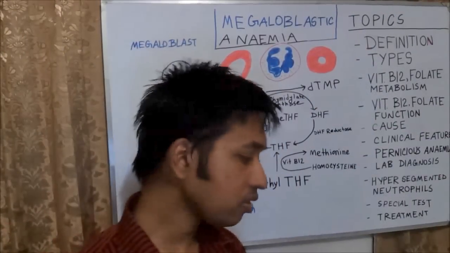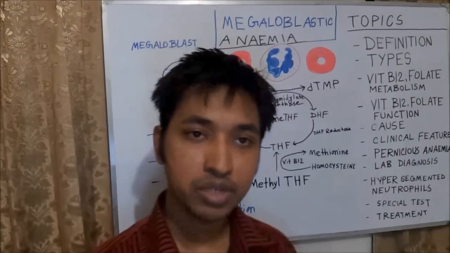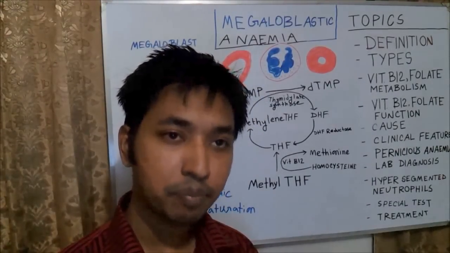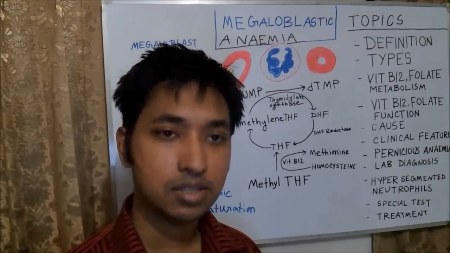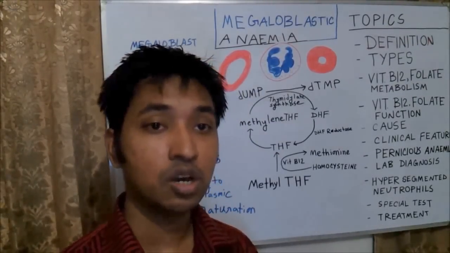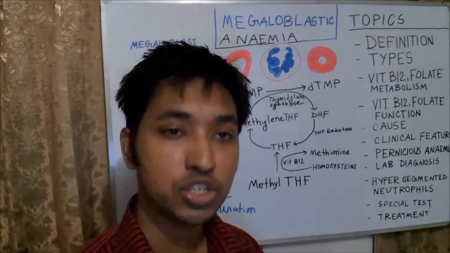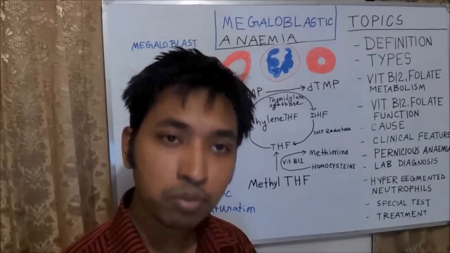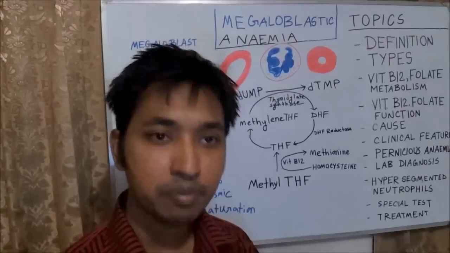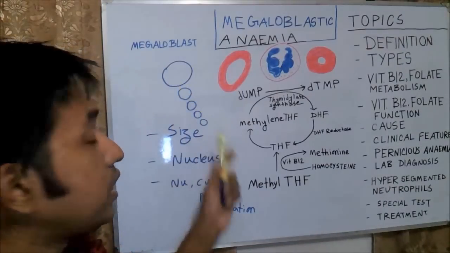Okay. So when we are having deficiency of vitamin B12 or deficiency of folate, we are having impaired DNA synthesis. And as we know, DNA synthesis is important for a cell to divide and to proceed with its maturation. So when we are having problem in DNA synthesis, the ultimate result will be impaired cell division. And in other words, the cell will divide less.